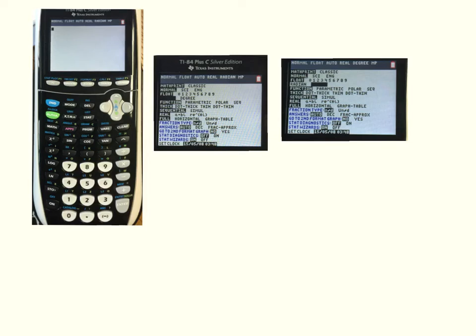So that's going to be the way that you're always going to want to make sure that it's in degree. And you can even tell at the top. Before it had all of this stuff at the top where it had radian, and now you can tell that it's switched into degree mode. So that's perfect.